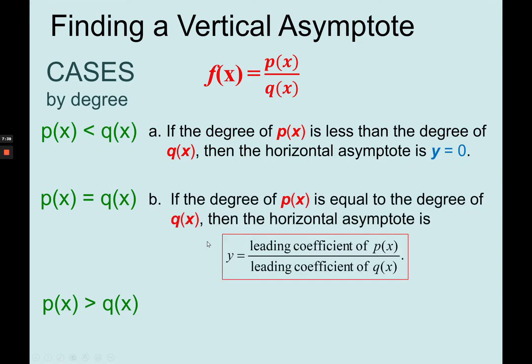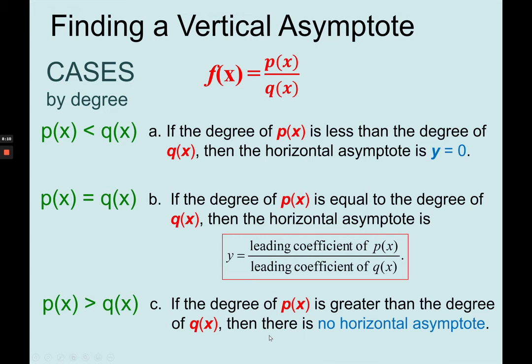If the degree is equal on both numerator and denominator, then the horizontal asymptote is found by solving y is equal to the leading coefficient of the numerator of the polynomial function divided by the leading coefficient of the denominator of the polynomial function. We will have an example on this. The last case, if the degree of the numerator polynomial function is greater, then there is no horizontal asymptote. Okay, we will go back to this whenever we need to.